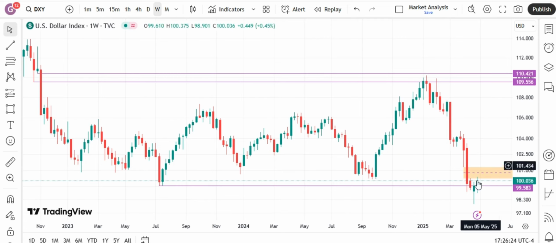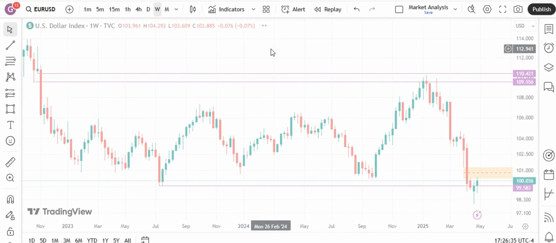Okay. All right, so this is what we expect price to do for the dollar index. We expect a bullish movement for the dollar index. Now, if that is understood, then we'll go to EUR/USD, our Fiber pair.